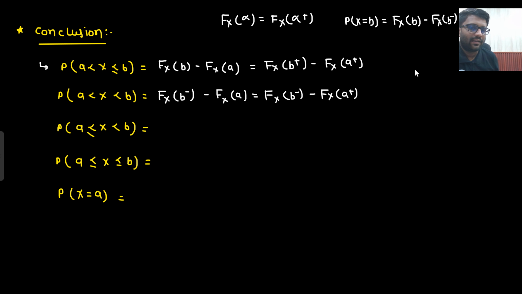or it can be written as b plus as well, right? It can be written as b or b plus, whatever. So Fx of b minus would be equal to Fx of b minus the probability at x equals b, right? And this could be written as Fx of a only.